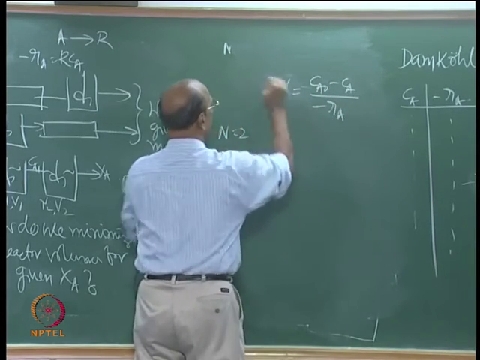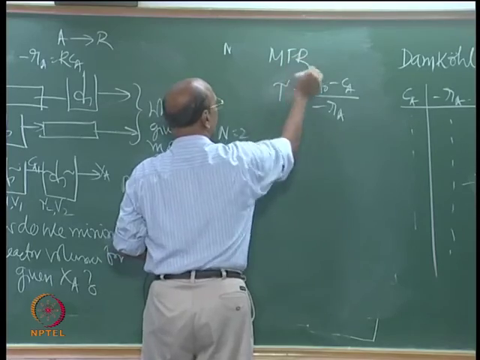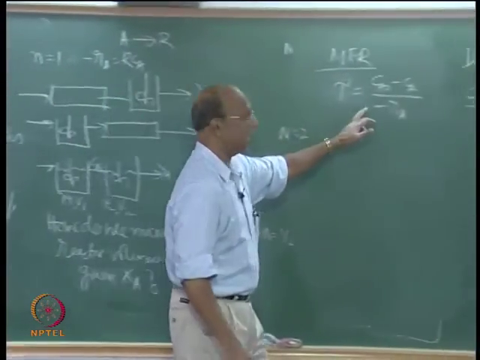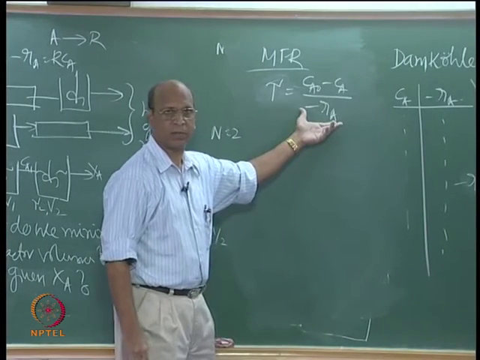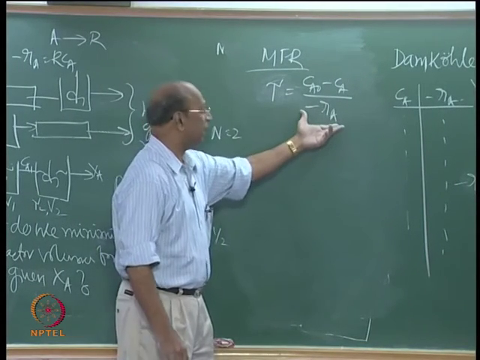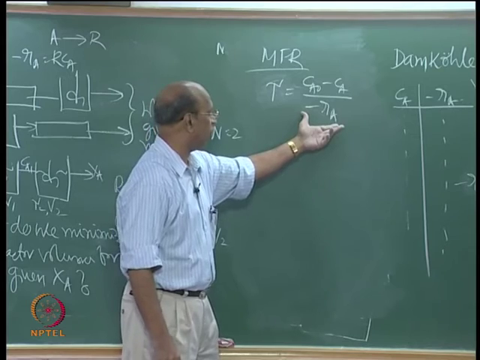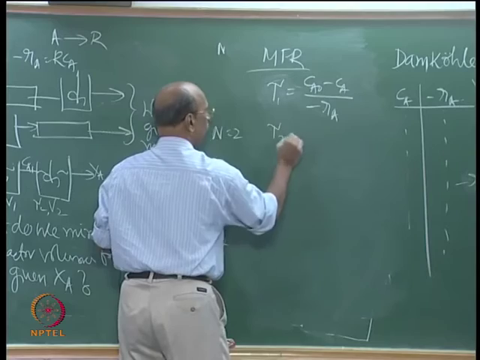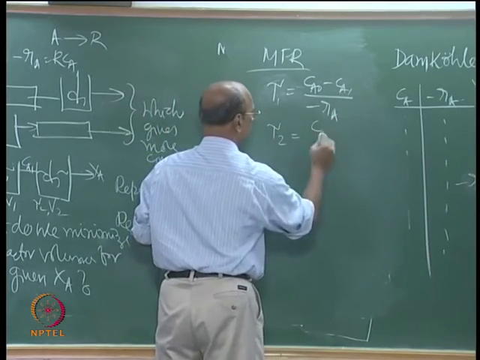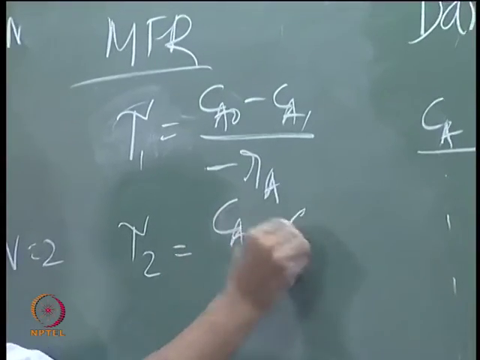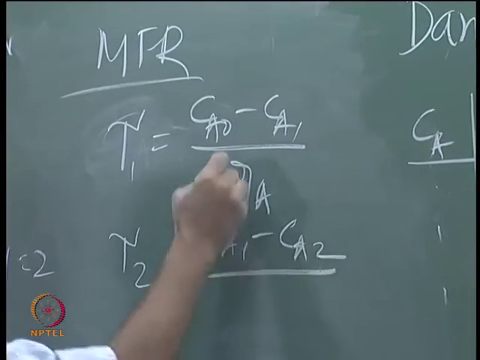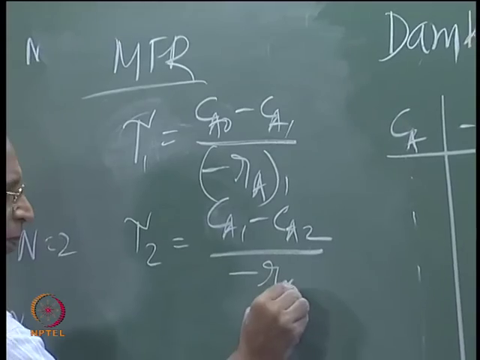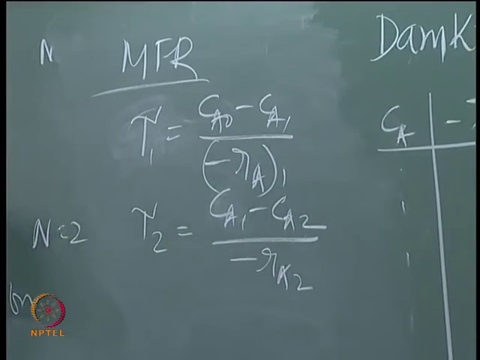Okay, I think someone was telling that tau equals CA naught minus CA by minus RA is the equation for MFR, correct? Please check, V by FA naught and all that we checked, right. So this is the equation you get. The same thing can also be used to find the volume, and if I have another one, this is tau 1, tau 2 equal to CA1 minus CA2, this is RA1, RA2.